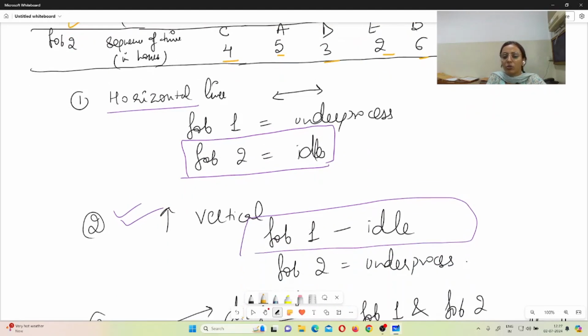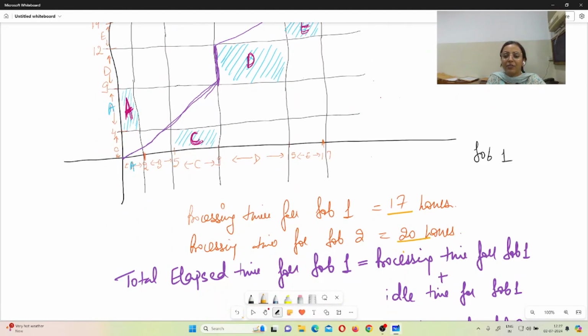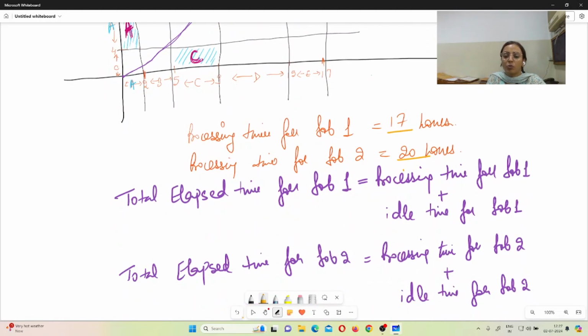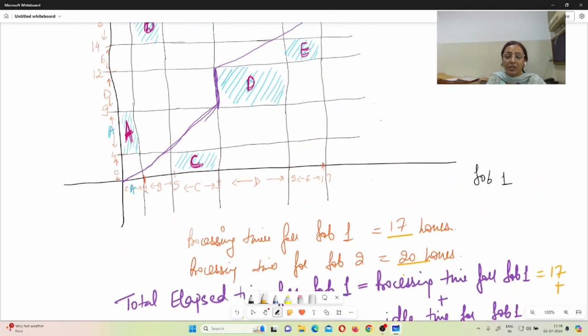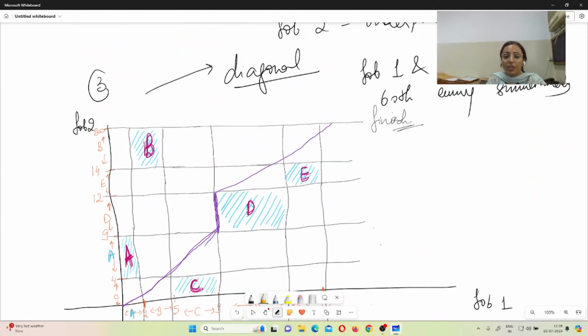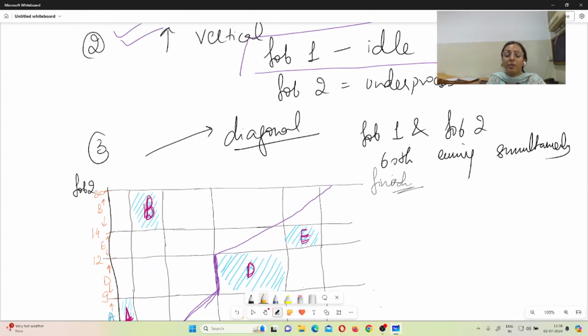Right. And earlier, while making the graph, we found that job 1 completes all its work at 17 and job 2 took about 20 hours. So the processing time for job 1 is 17. We write it as 17 plus the idle time for job 1. When we are finding the idle time for job 1, you have to remember the line. What line do you have to remember? The vertical line. Vertical line for job 1 idle.